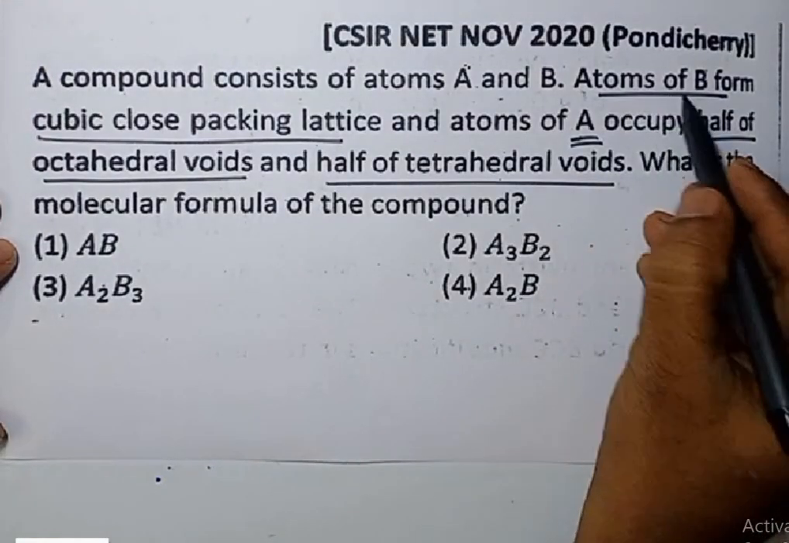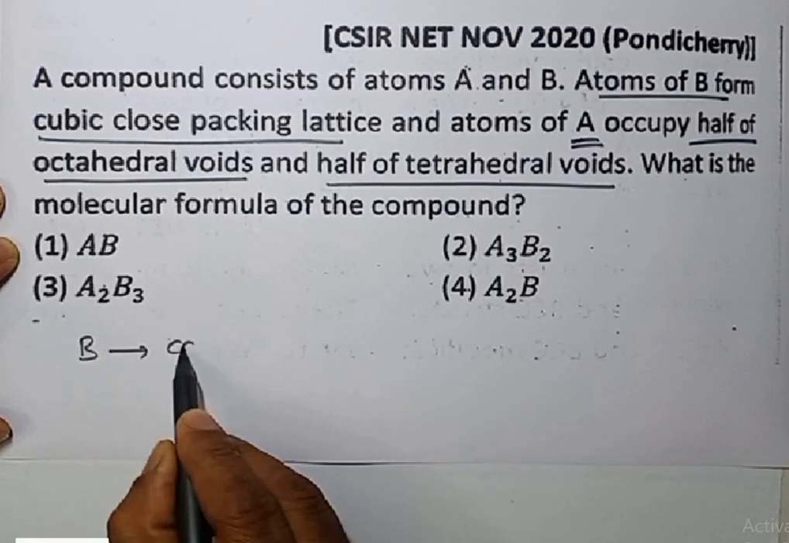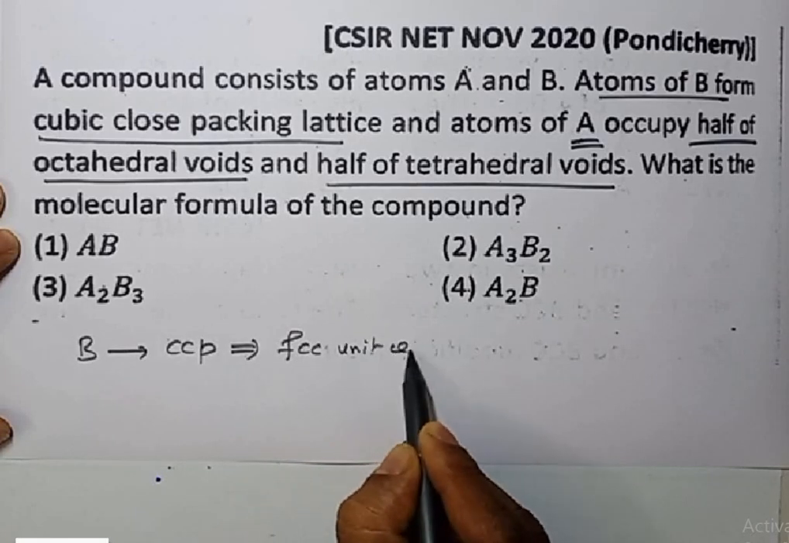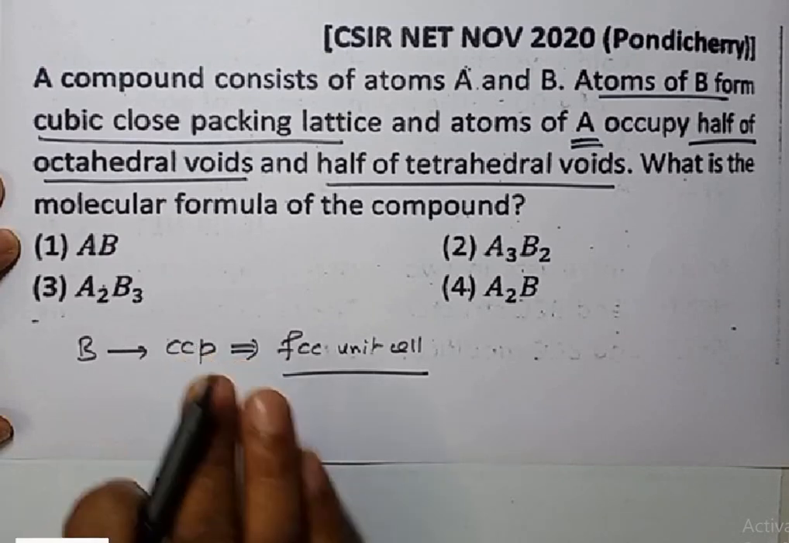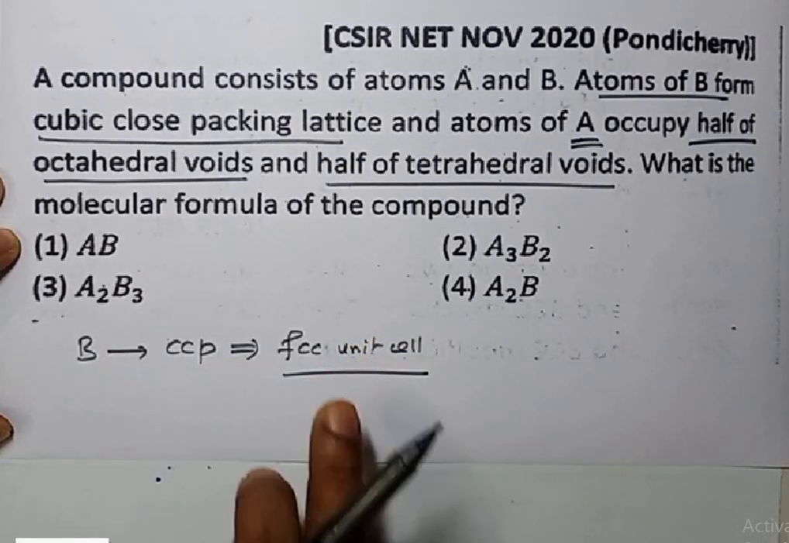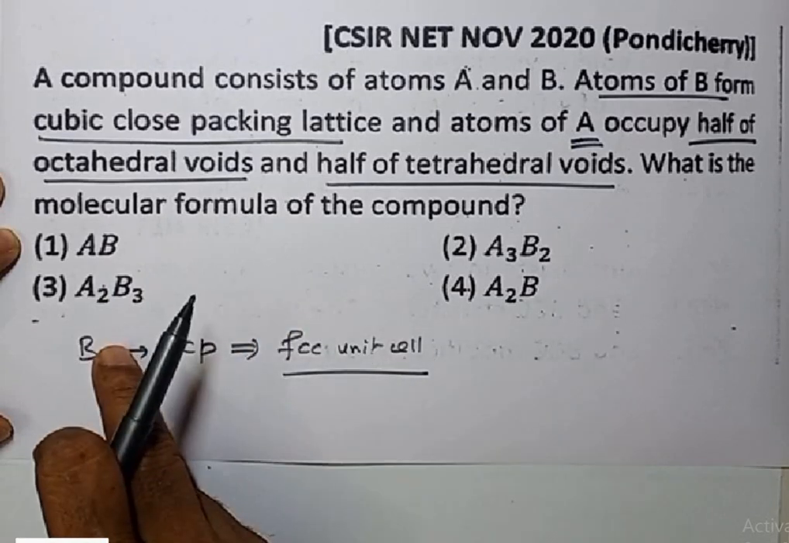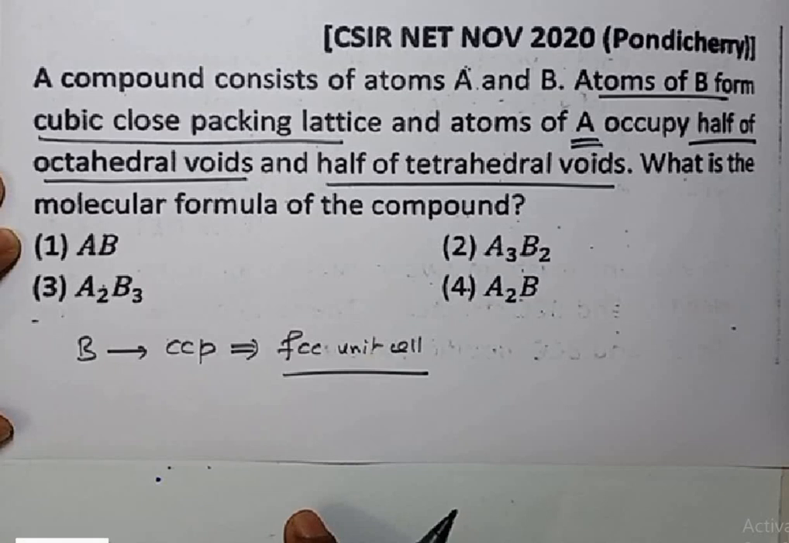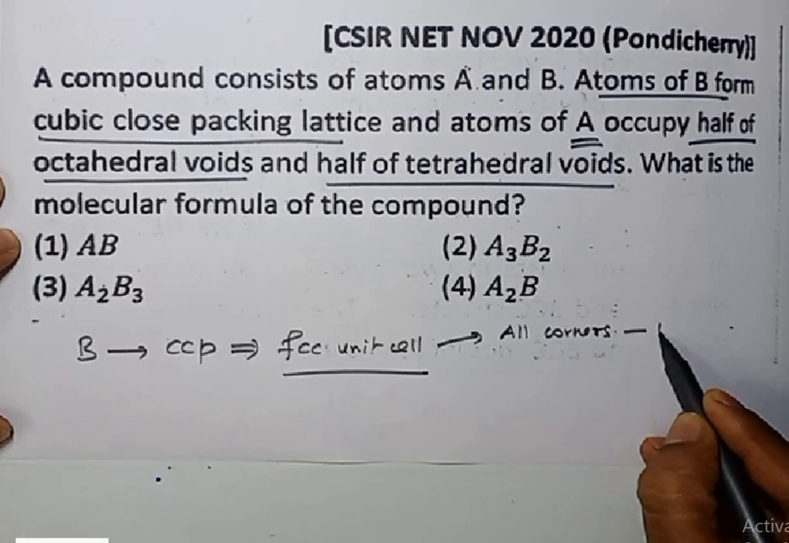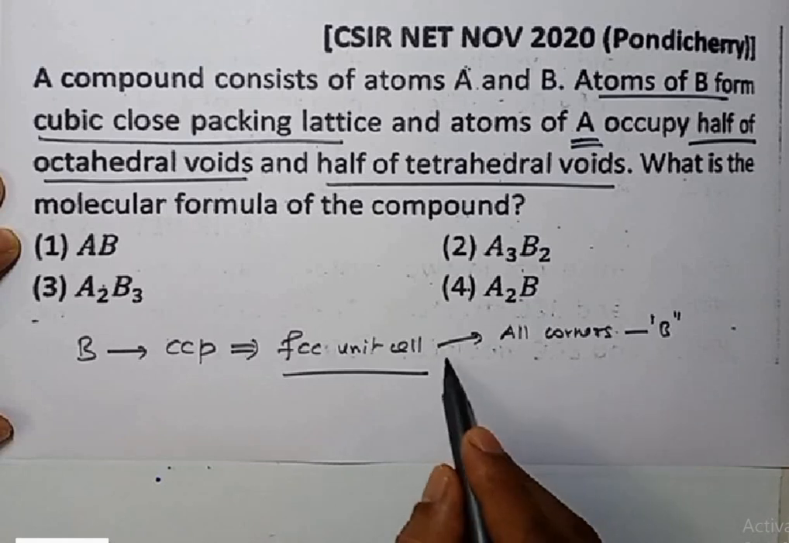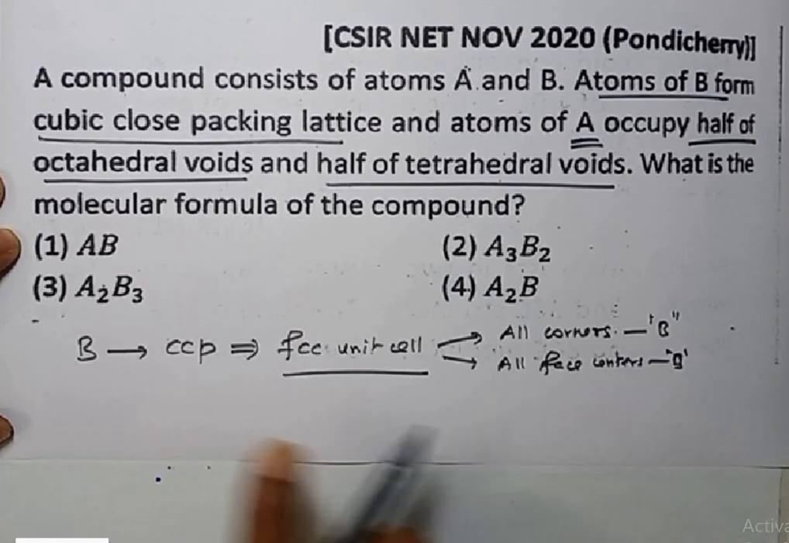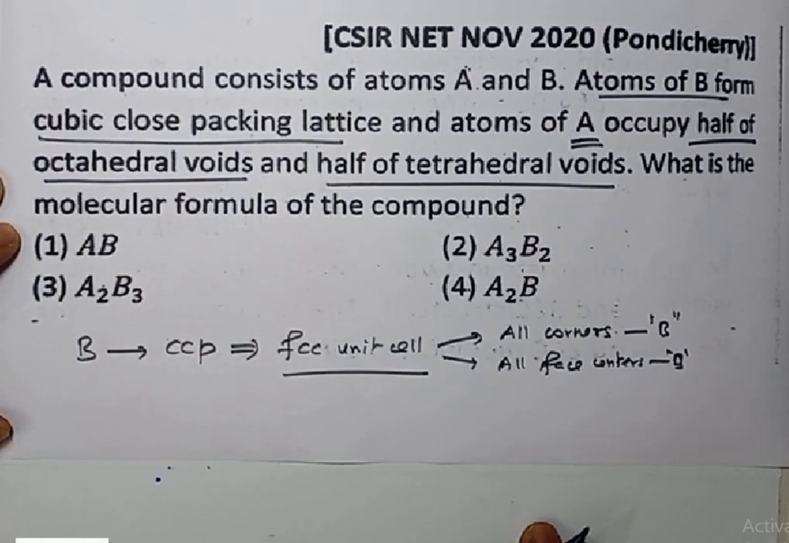Listen. So, here B atoms form CCP, a cubic close packed structure. Cubic close packed structure contains FCC unit cell. Note down, this is very important. Cubic close packed structure contains FCC unit cell. So, B atoms form FCC unit cell. You know very well in FCC, all corners are occupied by B and all face centers are occupied. So, FCC unit cell means all corners are occupied by B atom because B forms the FCC, and all face centers are also occupied by B atoms. B forms the lattice, cubic close packed structure.